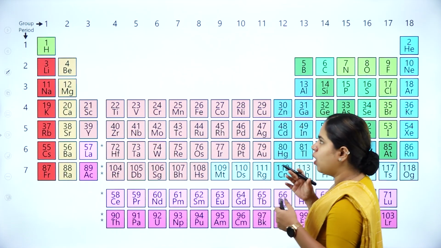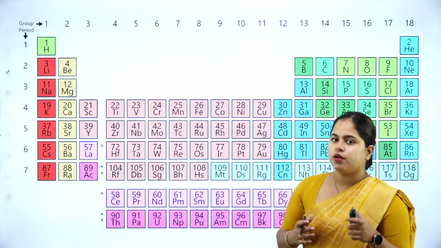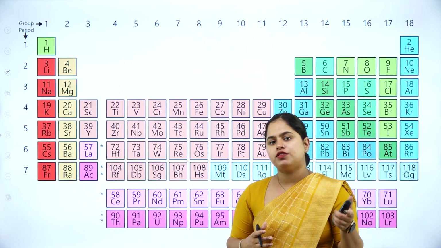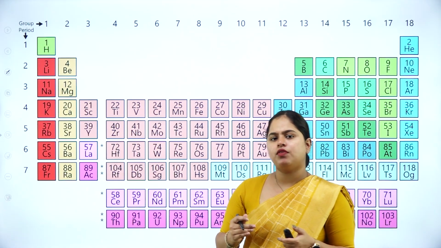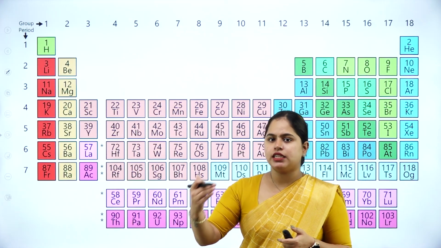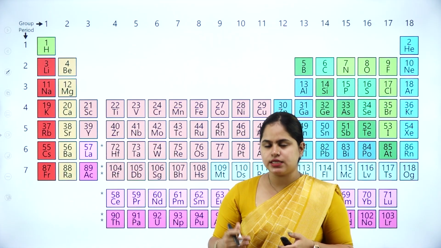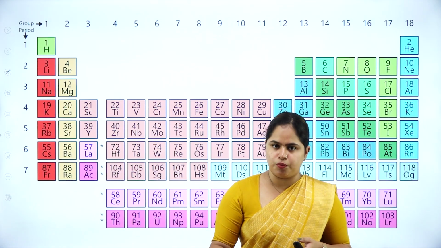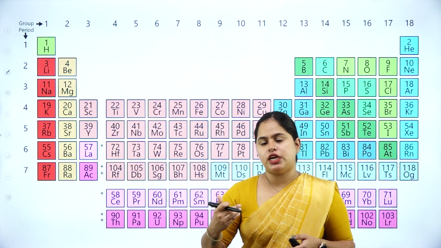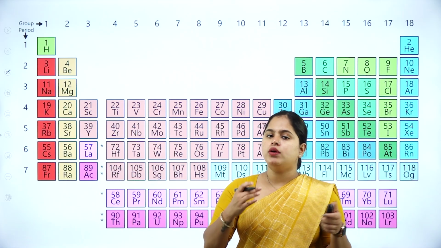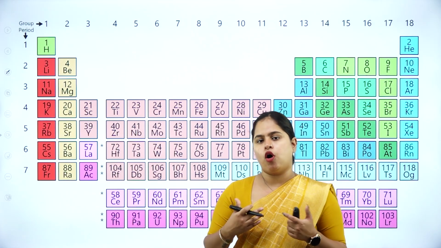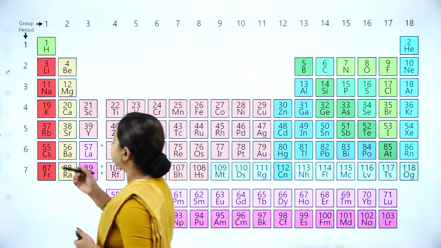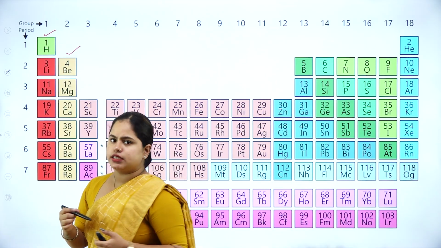Now coming to our chapter, we will be focusing on the D and F block elements. Like how we studied last year, the same way we are going to study the details of these D and F block elements: the physical properties, the chemical properties, their position in the periodic table, and some general physical trends, that is how they change in a period and in a group.